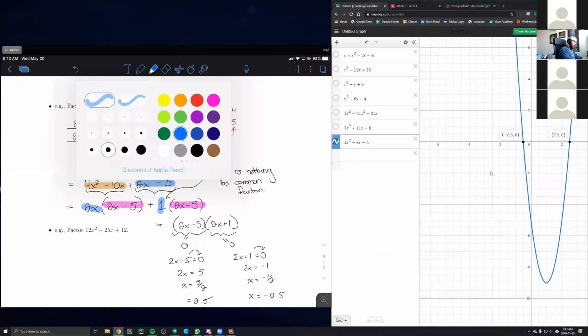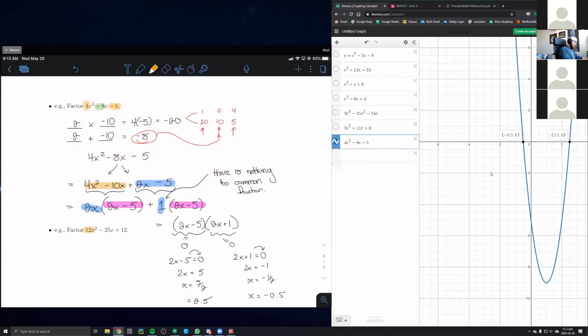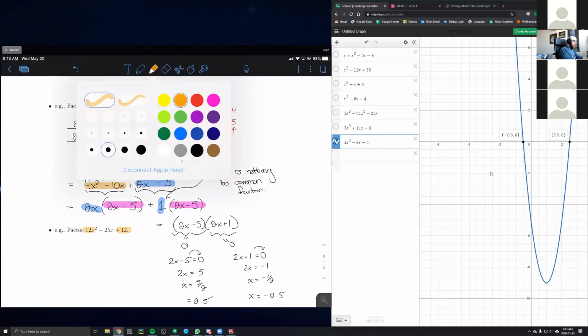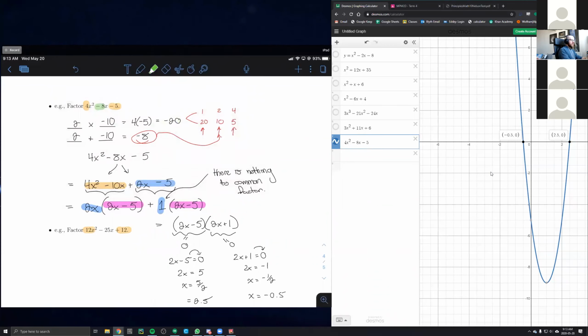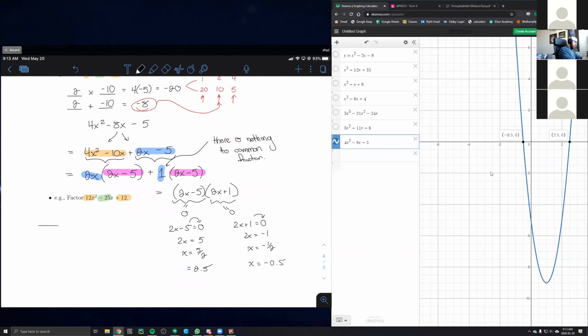So again, we are looking for two numbers that give us 12 times 12. So two numbers that give us 144. And then they also add to give us negative 25. So two numbers that multiply to give 12 times 12, which is 144, and two numbers that add to give negative 25.